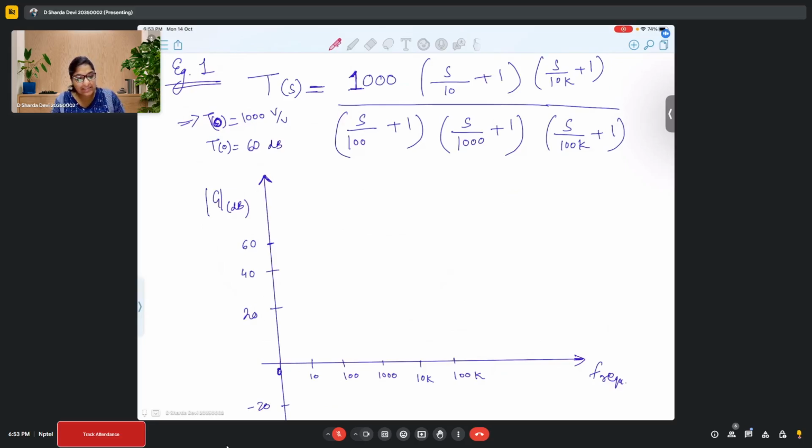So we see that there is, at frequency, let's say this is hertz, and these are also given in hertz. We see that there is a 0 at 10 hertz, correct? So I'm placing a 0 over here. There is a pole at 100 hertz, again a pole at 1000, a 0 at 10,000, and a pole at 100,000, right?